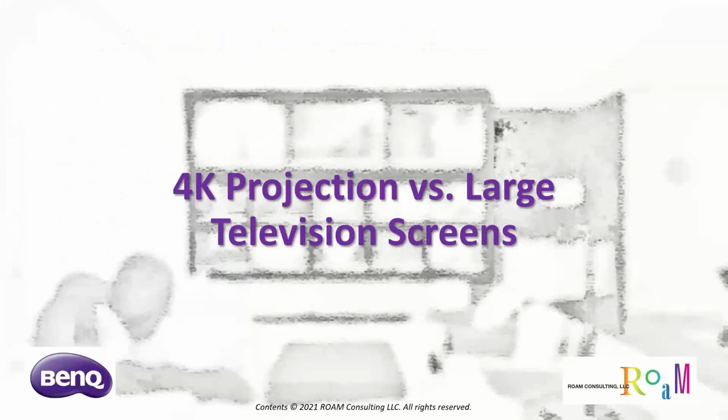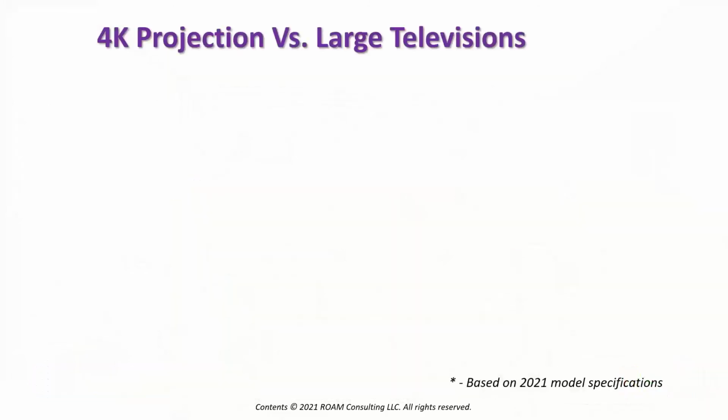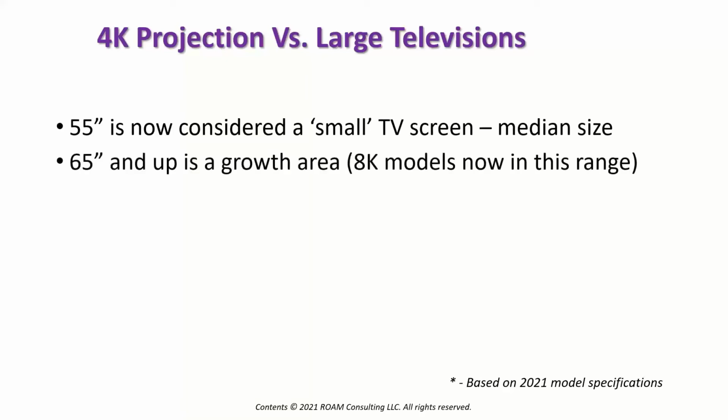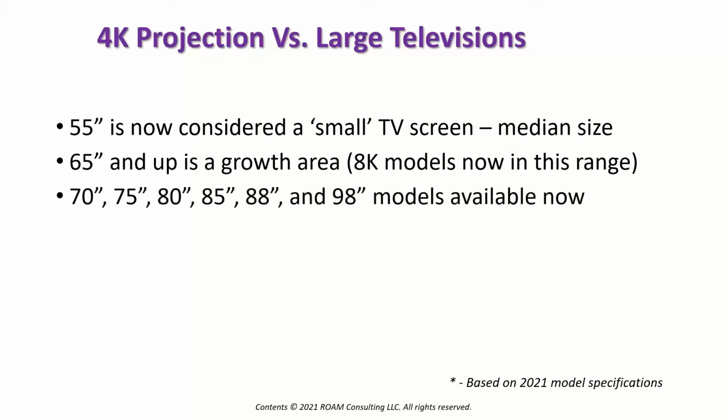So let's talk about projection versus television screens, because it seems like everybody is running around buying large TV screens. So is there still a place for projection? Well, 55 inches is now considered a small TV screen. That's the median size. 65 inches up is a growth area. And we're now starting to see 8K TV models in this range. And of course, we have models ranging from 70 and 75 inches all the way up to 98 inches. Of course, those 98-inch ones are really, really expensive.